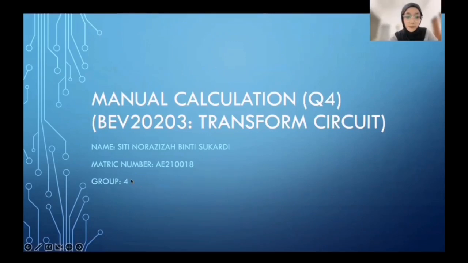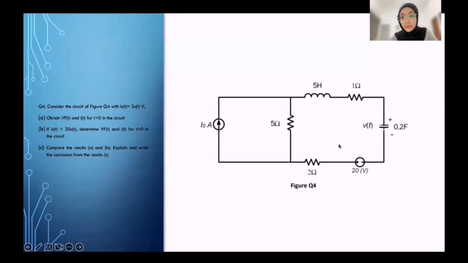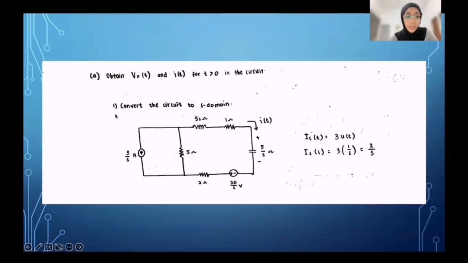I am from Group 4 and I will be presenting the manual calculation for question 4. So, this is the circuit given in the question. For question A, given that iS(t) is equal to 3u(t), we need to find vF(t) and i(t) for t greater than 0 in the circuit. Our group is using the Laplace transform method to solve this problem.